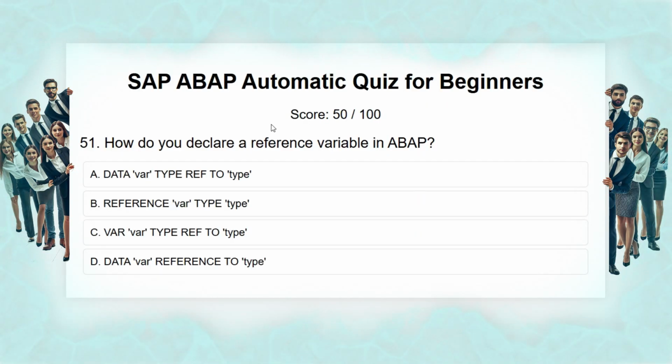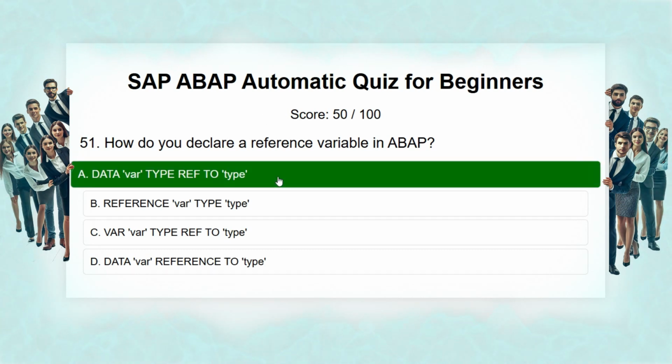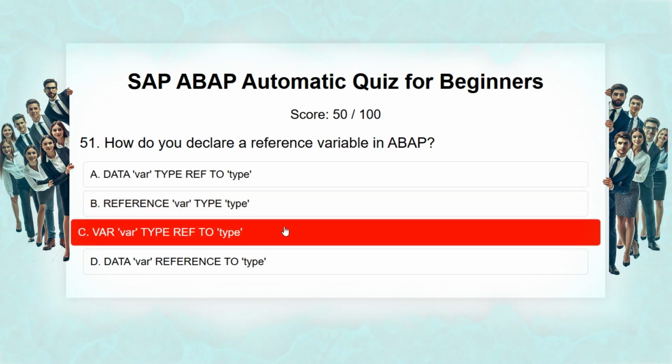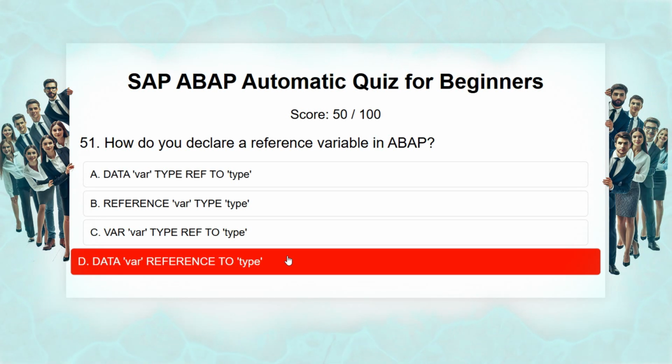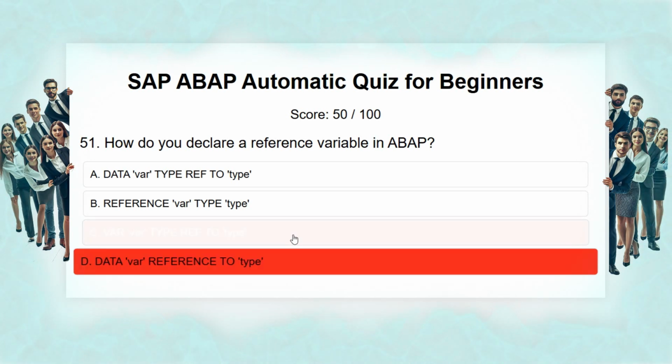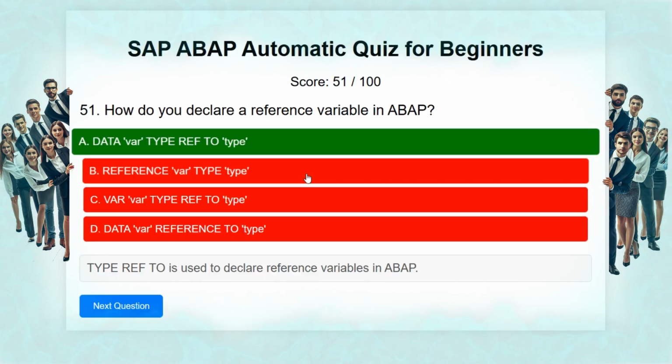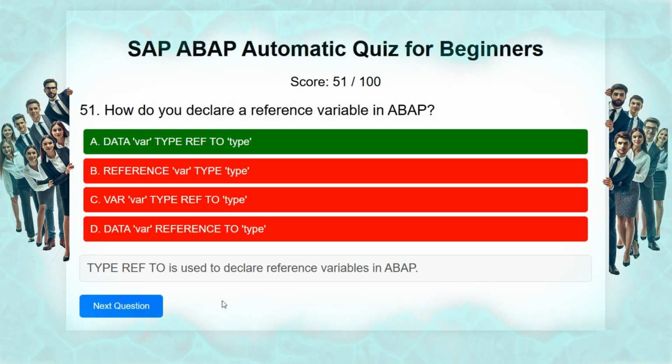51. How do you declare a reference variable in ABAP? A. Data var type ref to type. B. Reference var type type. C. var type ref to type. D. Data var reference to type. Correct answer. Type ref to is used to declare reference variables in ABAP.